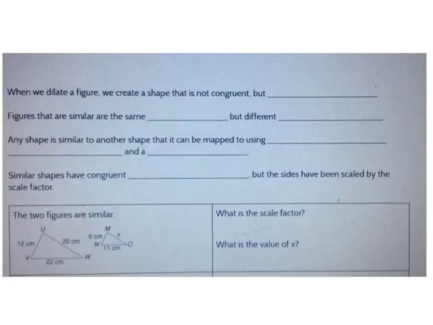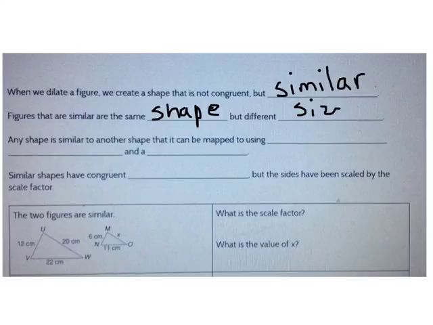Today we're going to talk about similarity and similar figures. When we dilate a figure, we create a shape that isn't congruent, but is similar. Make sure you're filling in your notes. Figures that are similar are the same shape, but different sizes.